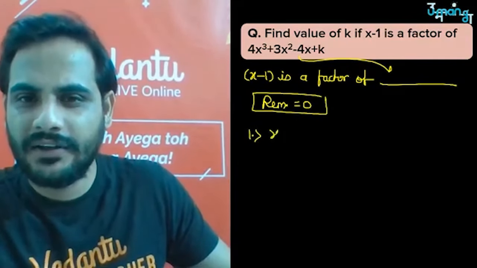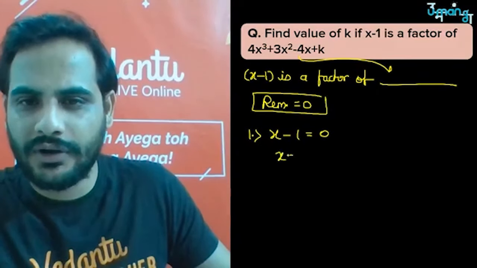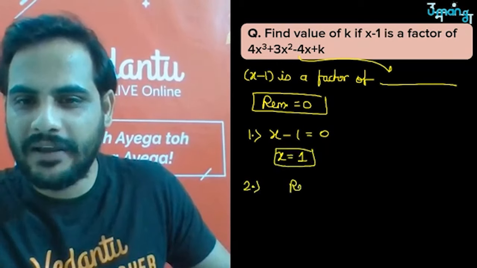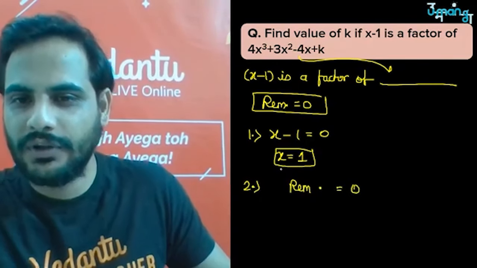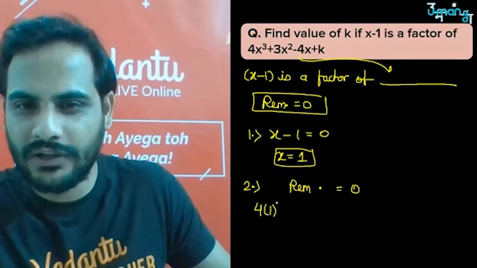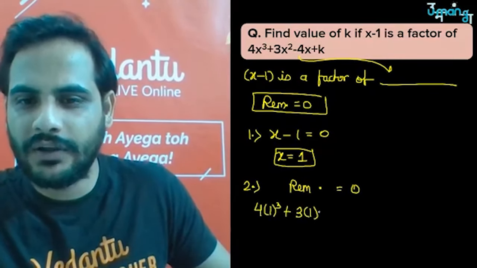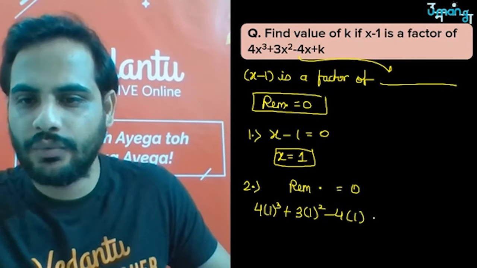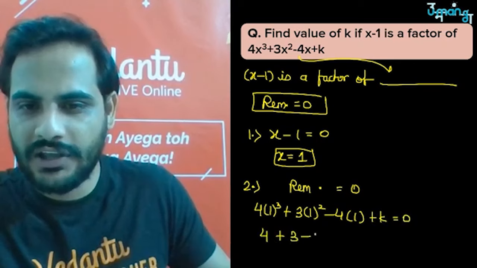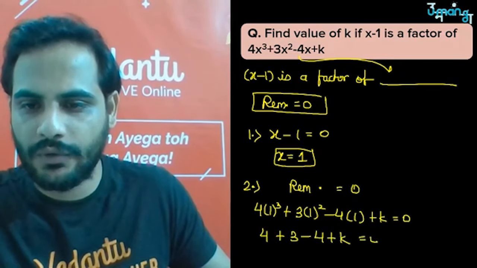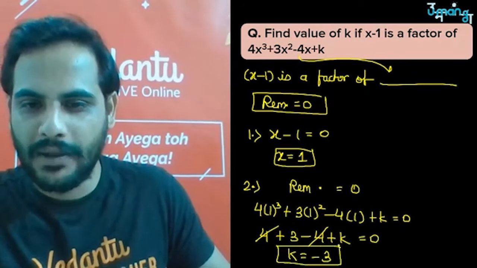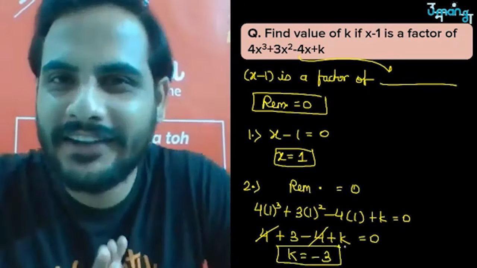So step 1, x minus 1 equal to 0, you have got x is equal to 1. And step 2, I know that my remainder will be equal to 0. So what is your remainder? Put x is equal to 1 in the dividend. So 4 into 1 cube plus 3 into 1 square minus 4 into 1 plus k equal to 0. So I've got 4 plus 3 minus 4 plus k equal to 0. This to this got cancelled. You are left with k is equal to minus. Got it? As simple as that.